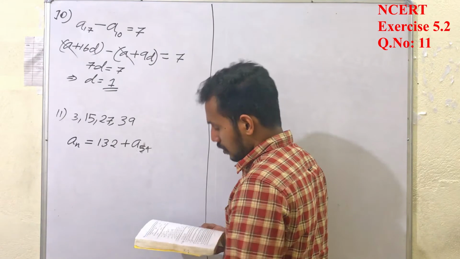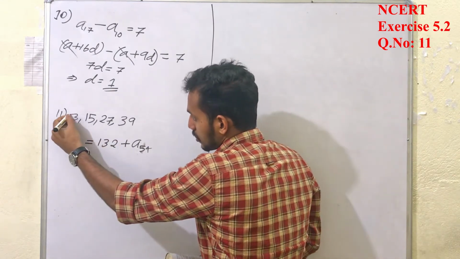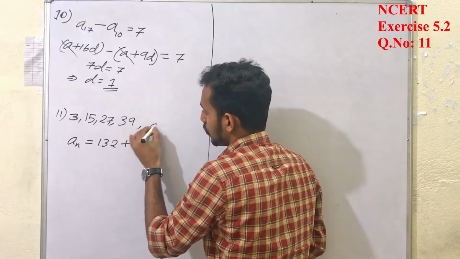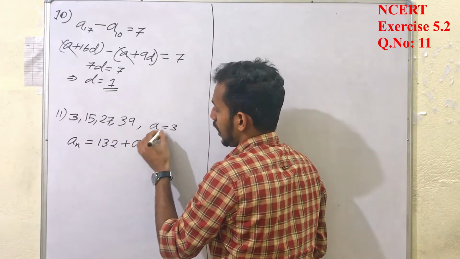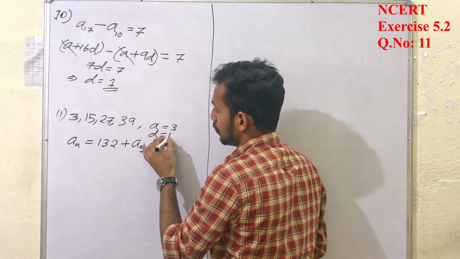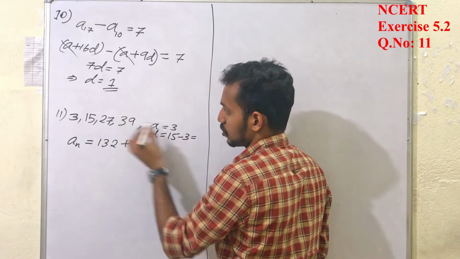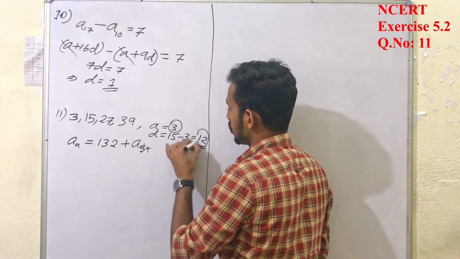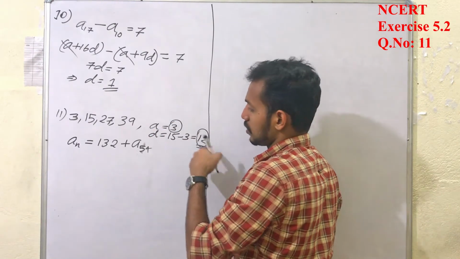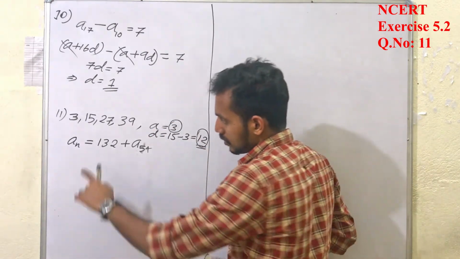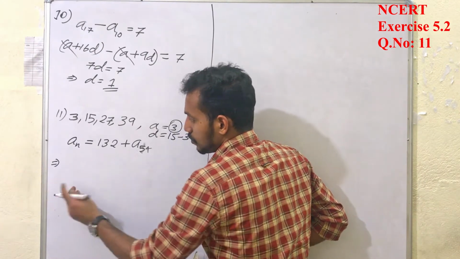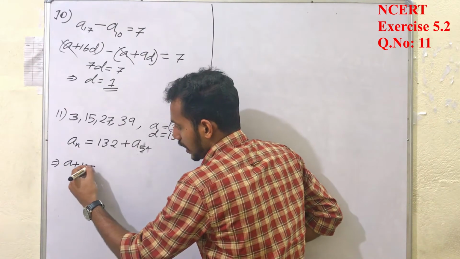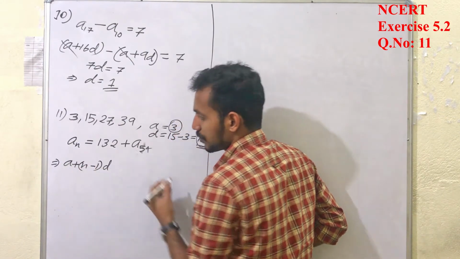This is the first way we are going to solve. In this case, what is a? a is equal to 3 and the common difference is equal to 15 minus 3, which is equal to 12. So these two quantities we have got, the first term as well as the common difference. Then just substitute in this formula. Which term? That means the value of n we have to find. a plus n minus 1 into d.